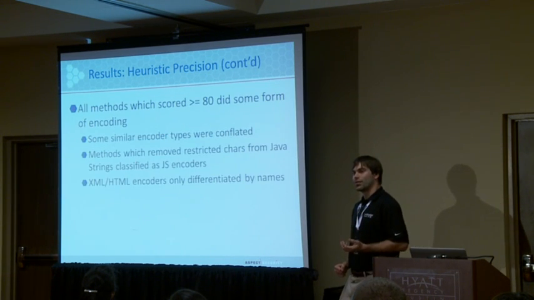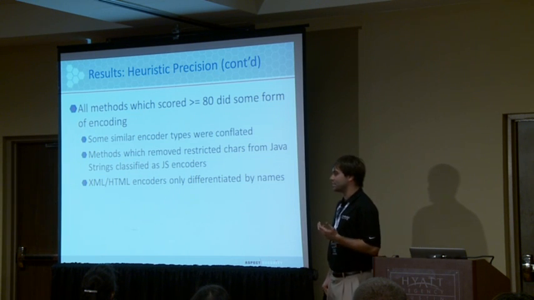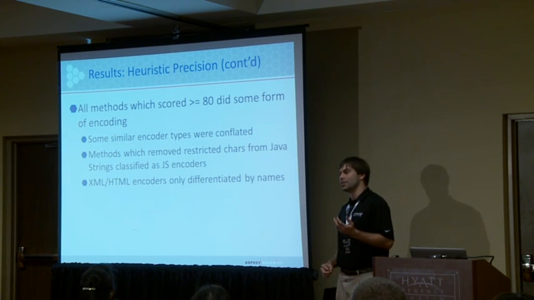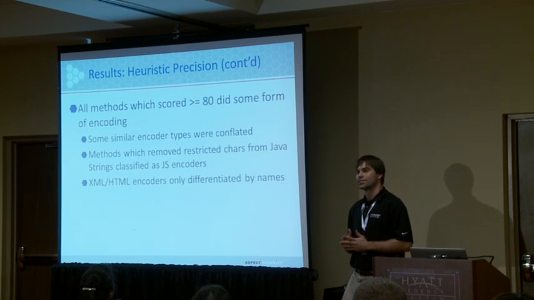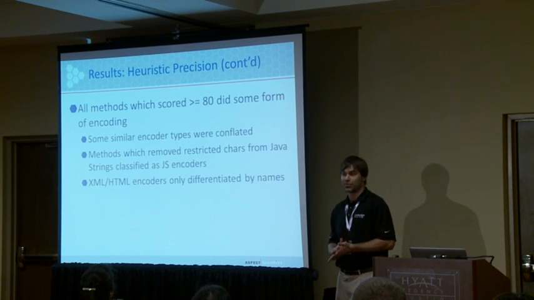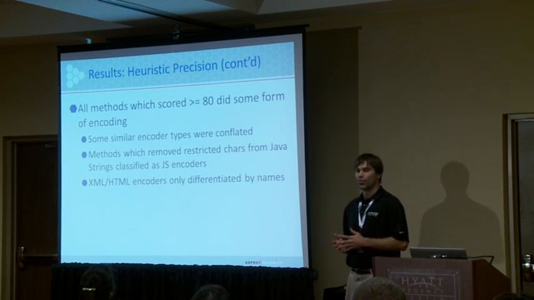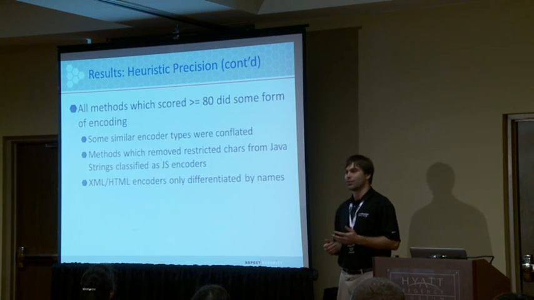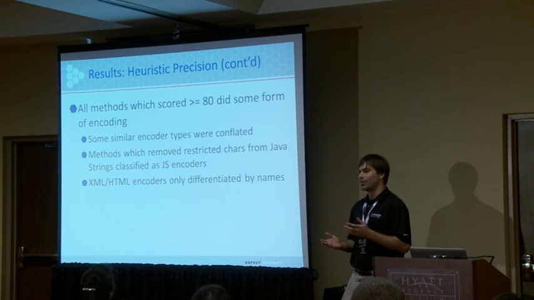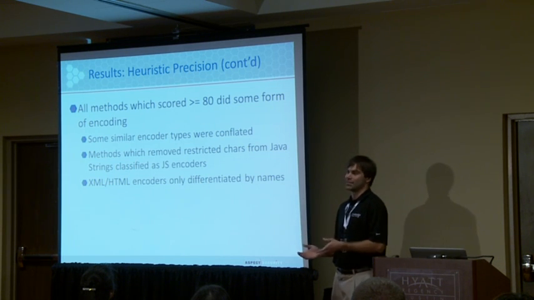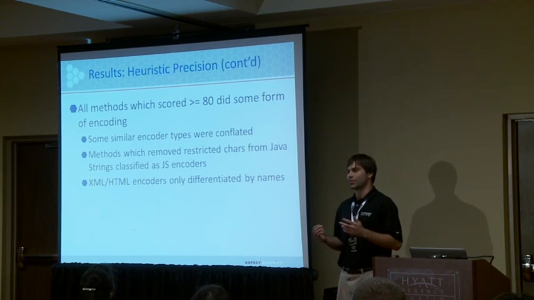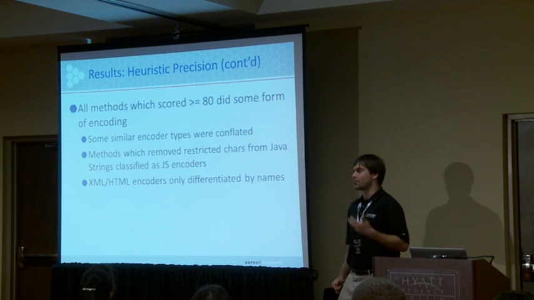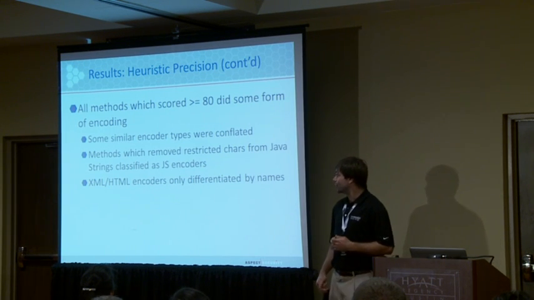Our results were that all the methods that scored at least 80 did some form of encoding. Now, what does that mean? It doesn't necessarily mean that each of those methods was an encoder of the type we looked for that was complete and that did everything we'd want it to. What it means is that it encoded at least some of the characters we'd expect an encoder of that type to encode. So if it was HTML, it might have encoded ampersands and less than signs. If it was JavaScript, it might have encoded new lines and quotation marks. It at least did some of the right encoding. But there were some issues.